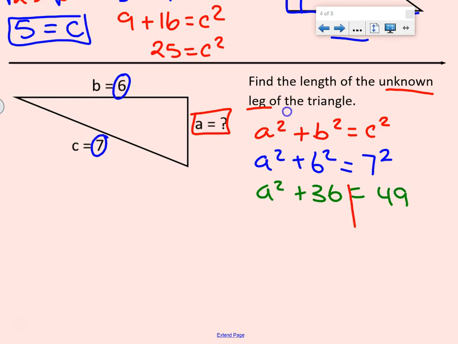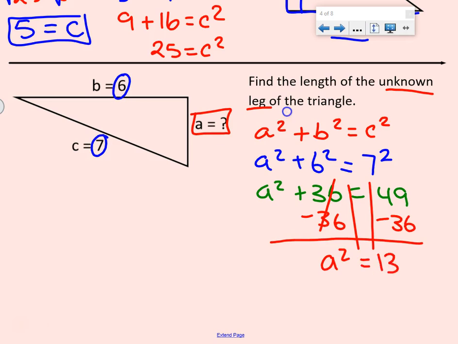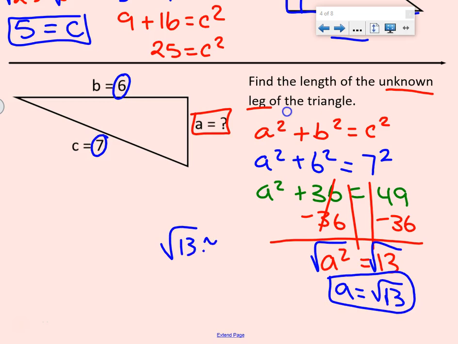Get a squared by itself by doing minus 36 on both sides. We have a squared equals 49 minus 36 is 13. Undo a squared by taking the square root of both sides, so we get a equals the square root of 13. Now you can leave it as the square root of 13, or you could get a decimal approximation, which would be about 3.7. Either answer would be correct.